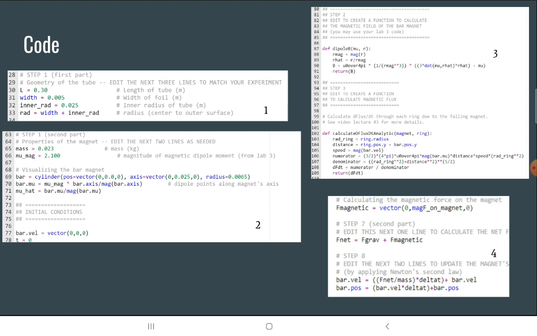Basically, the for loop checked to see if the magnet was in the tube based on its position, and then it iterated through each ring to find the net magnetic force on the magnet. And then from there, the code found the magnet's acceleration and updated the position. And then from there, you can see in block 4, we just visualized that so you could see it in a graph.